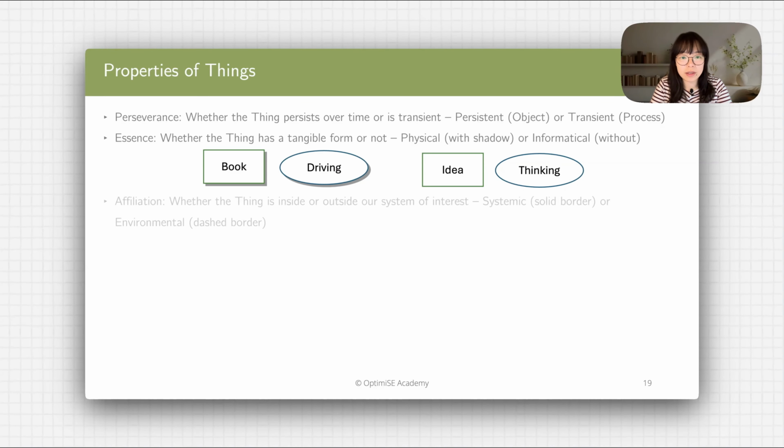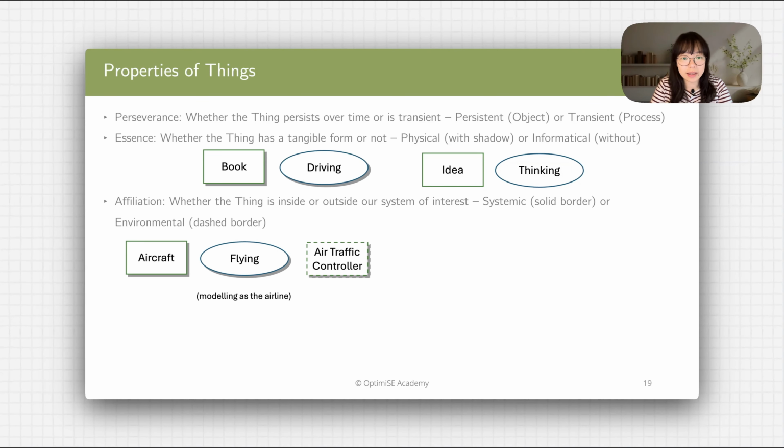And besides these two properties, we also have another property called affiliation, which concerns whether the thing is inside or outside of our system of interest. Now, system of interest is a very important concept in system modeling, because without a very well-defined system boundary, you won't be able to tell whether something is internal to your system or external. And in OPM, we call something within our system of interest systemic, and things that are outside of this system of interest environmental. Whether a thing is within your system of interest really depends on your perspective and your modeling intent. The same thing can be systemic in one model, but environmental in another.